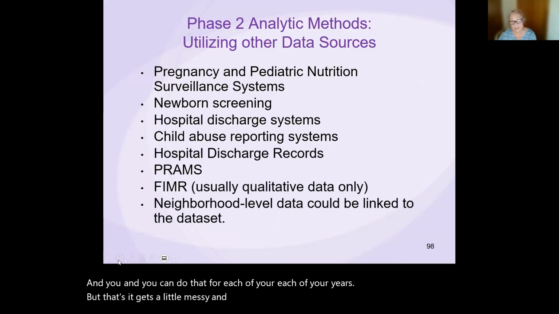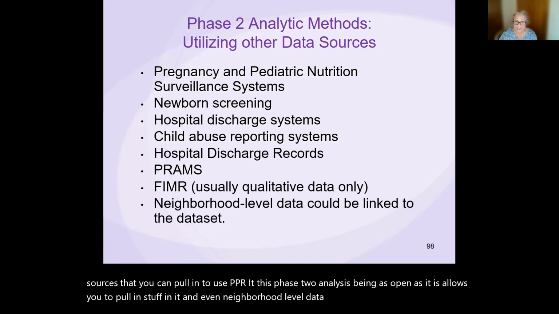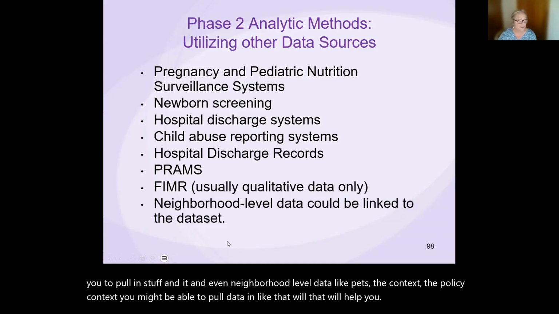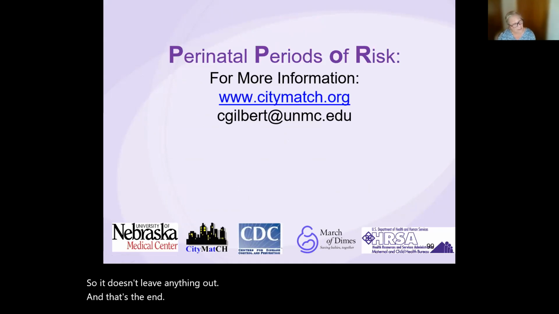And then just to quickly go over that, there are other data sources that you can pull in to use. PPOR, this phase 2 analysis, being as open as it is, allows you to pull in stuff. And even neighborhood level data, the policy context, you might be able to pull data in like that that will help you. So it doesn't leave anything out. And that's the end. I don't have all the answers, but I have a lot of geeky little processes.